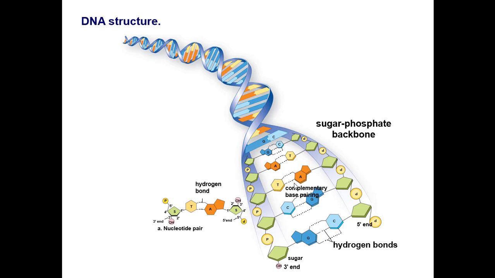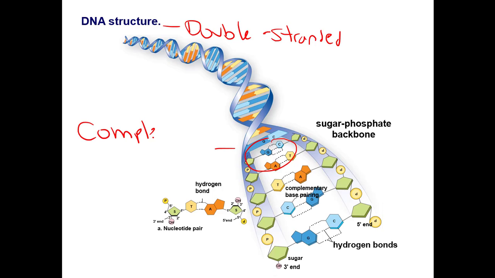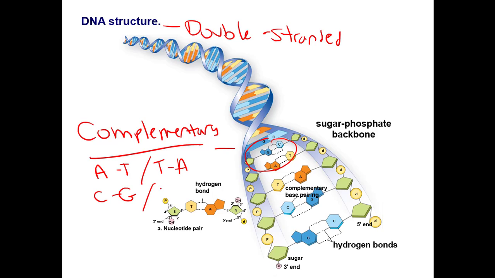Now you know that DNA is not single-stranded. DNA is a double-stranded molecule, which means that the bases are going to pair up in the middle of the DNA helix. And the bases are what we call complementary. What this basically means is that the A always pairs with the T, the C always pairs with the G. It goes the reverse too. T always pairs with A, C always pairs with G.